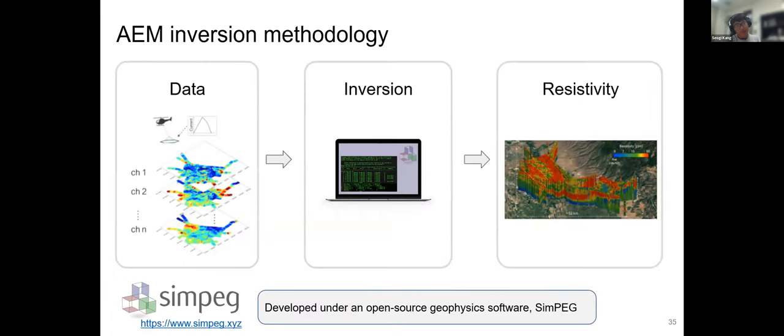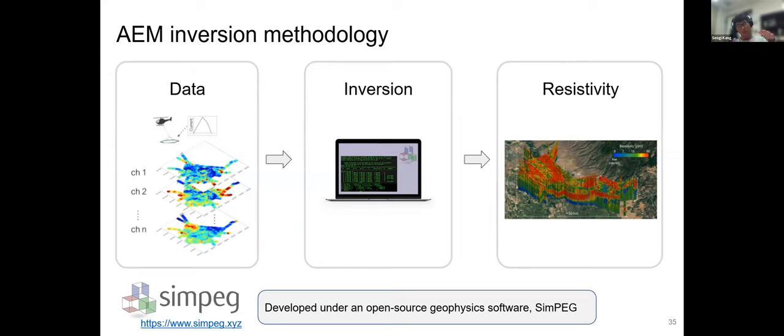I've shown how the inversion can be used, but here's a more explicit explanation of the AEM inversion methodology. From the AEM experiments, we measure the data, and you can think of it as having multiple maps, because we have multiple time channels of voltage data. For the SkyTEM system, we get about 40 to 50 time channels. So you can think of it as 50 maps of data covering a water basin scale, with lots of data points. By looking at the data you can get some idea of what the subsurface looks like, but it is not very intuitive to understand the subsurface.